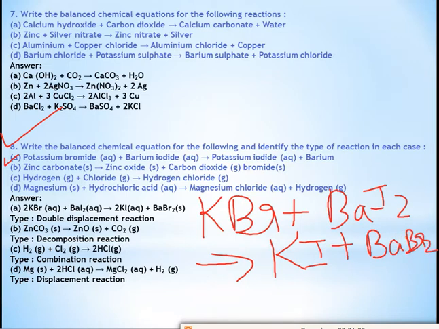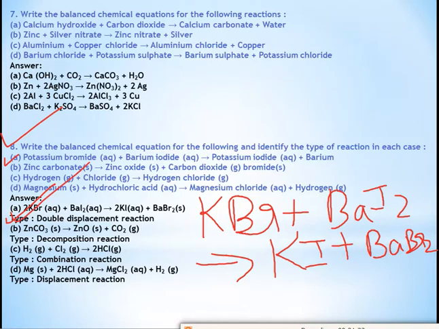So in this case we can see that 2 ions are involved and it is an example of double displacement reaction. What is double displacement reaction? In double displacement reaction, 2 or more ions exchange their places. So it is an example of double displacement reaction.